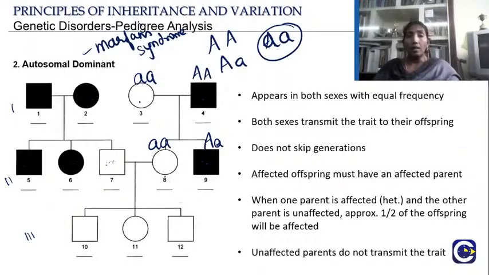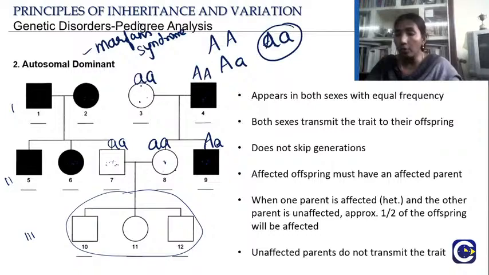So unaffected parents usually do not transmit the trait. Only the affected parents pass it on. Now look at this condition. The unaffected parents don't pass the disease to the offspring. Only the affected parents pass on the trait. Are you all able to follow, Aditi?